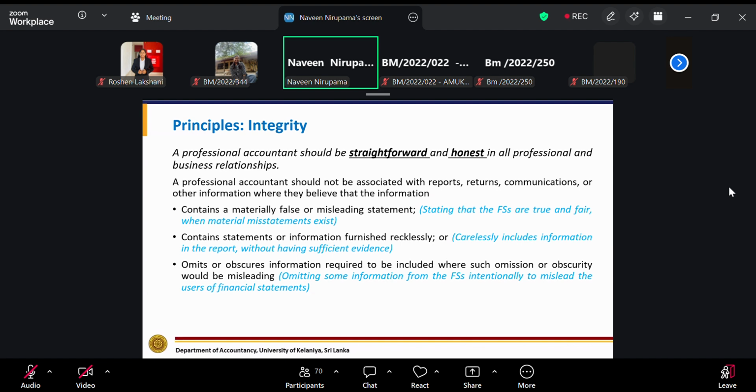A professional accountant should not be associated with returns, communications, or other information where they believe that the information contains a materially false or misleading statement. Here you can see an example: stating that the financial statements are true and fair when a material misstatement exists.